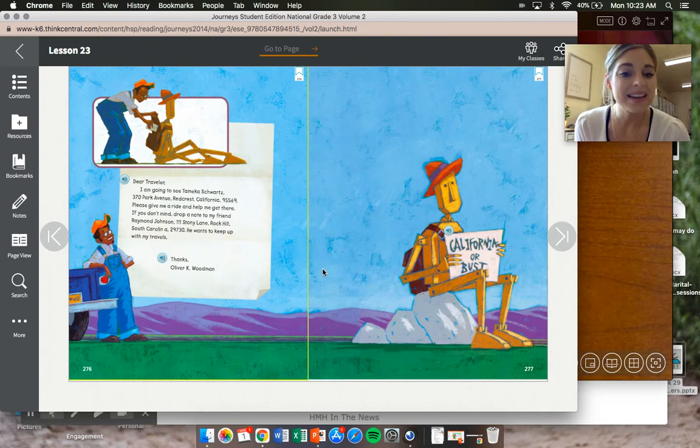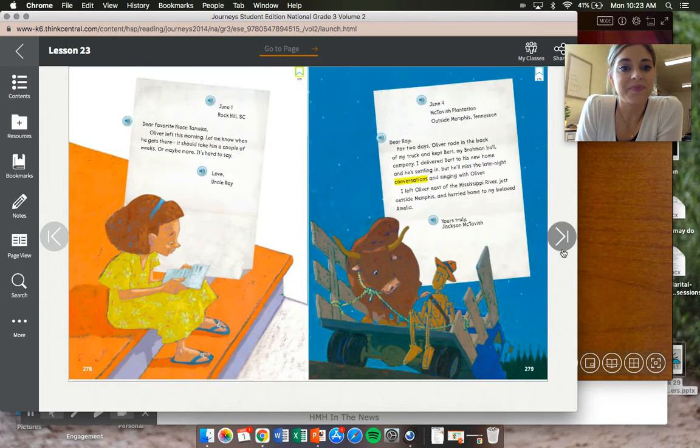He wants to keep up with my travels. Thanks, Oliver K. Woodman. So that's the letter that Uncle Ray sends with him. That is what the people will be reading throughout the way, which is why they're all sending letters back to Uncle Ray, letting him know how Oliver is doing on his journey.